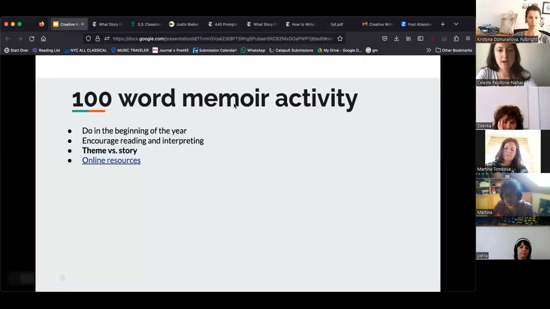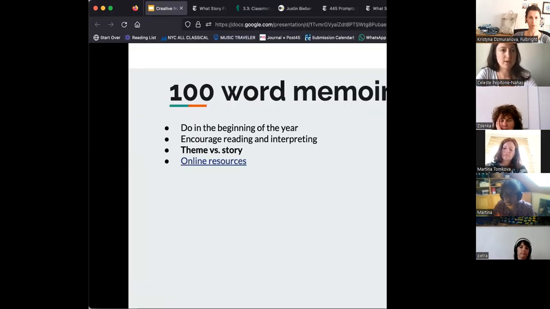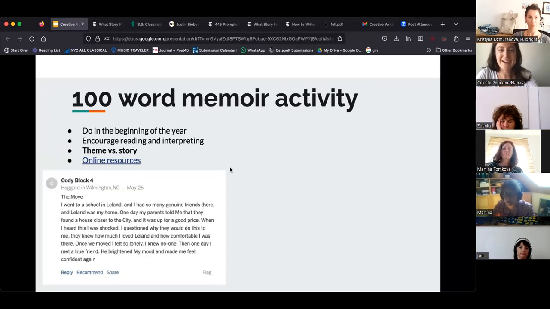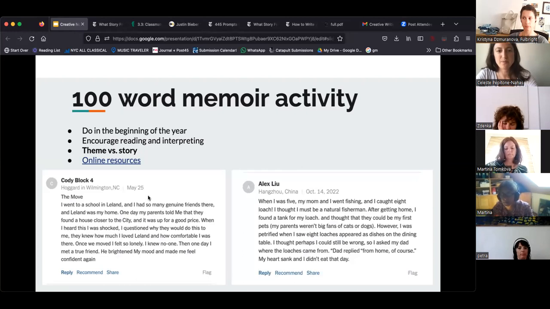So moving back now, how do you actually execute this activity? Whoa, the screen's moving around. Okay. Here also are some examples that I shared with students. This one by Cody in North Carolina is about moving and having to switch schools. So that's very relatable.